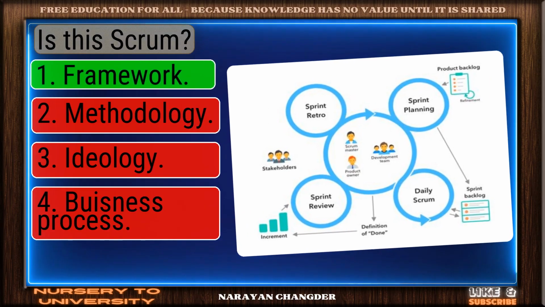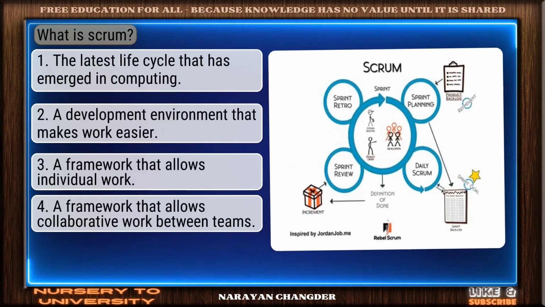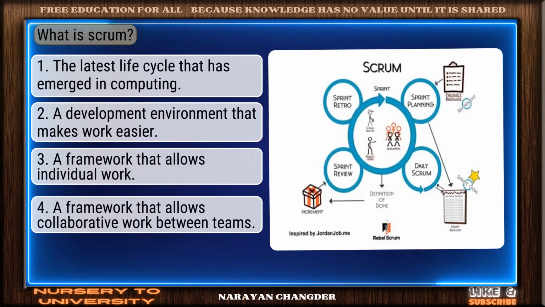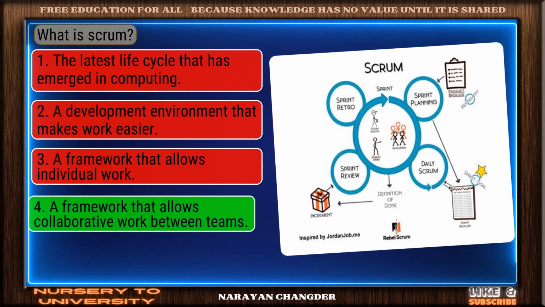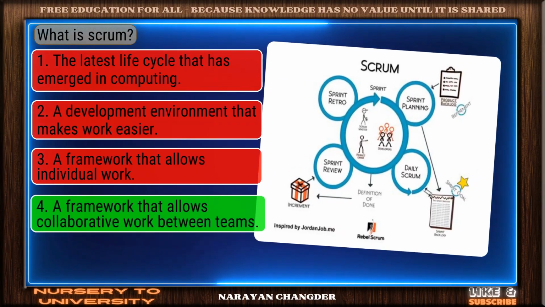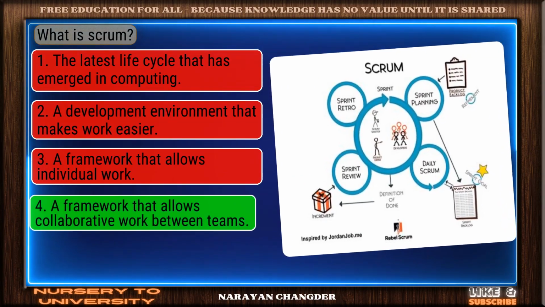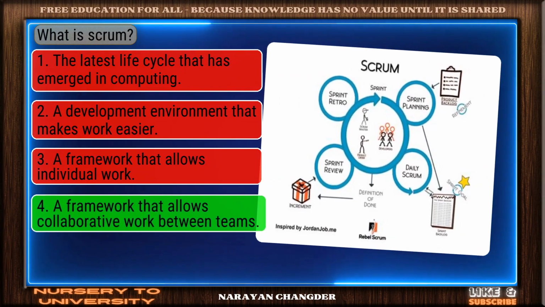Correct. Framework is the right answer. Question number 78. What is Scrum? Perfect. A framework that allows collaborative work between teams is the correct choice.